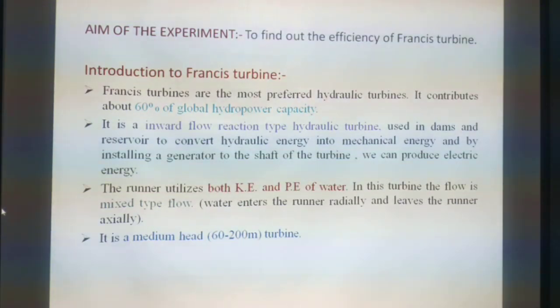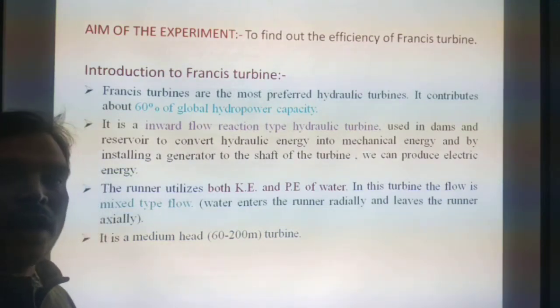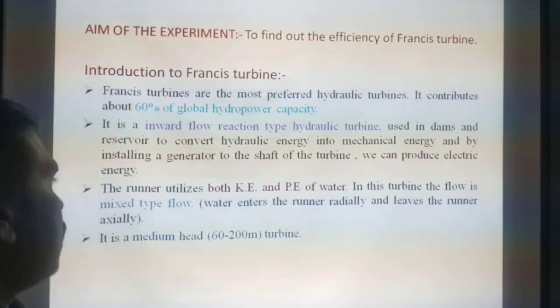Francis turbines are the most preferred hydraulic turbines. We know that there are many turbines like the Pelton turbine and the Kaplan turbine, but the Francis turbine contributes about 60% of global hydropower capacity. It is an inward flow reaction type hydraulic turbine used in dams and reservoirs to convert hydraulic energy into mechanical energy. By installing a generator on the shaft of the turbine, we can produce electric energy. So we can conclude that this hydraulic turbine converts hydraulic energy into electric energy.